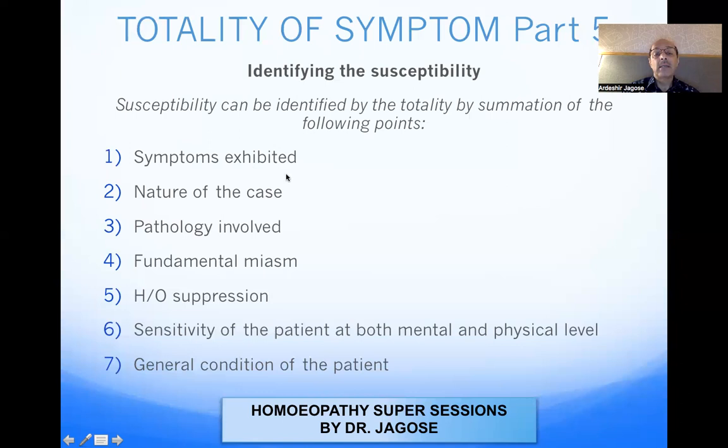So symptom exhibited. From the totality, we have to see what type of symptom the patient is exhibiting. It could be a common symptom or it could be a characteristic symptom. If the symptom is common, you know the susceptibility is less. If the symptom is characteristic, you know the susceptibility is high. So therefore, you have to write down the symptom exhibited and then come to a conclusion. For example, symptom exhibited characteristic, conclusion, therefore susceptibility is high.